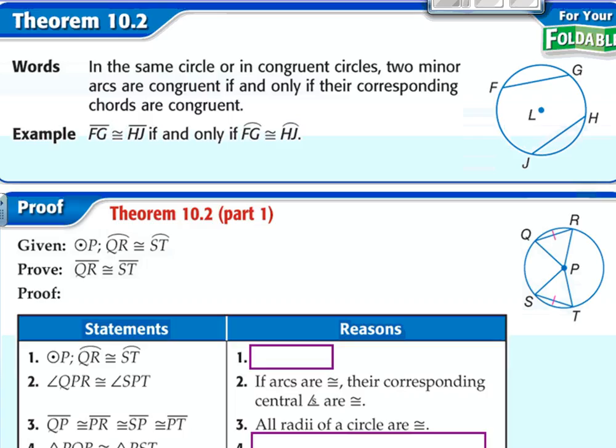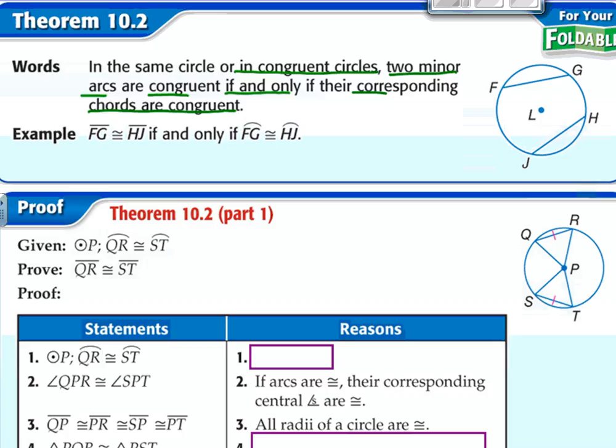So Theorem 10.2 says in the same circle or in congruent circles, 2 minor arcs are congruent if and only if their corresponding chords are congruent. So I'm always going to underline "in congruent circles" because we know that if it's the same circle, they are congruent. So 2 minor arcs are congruent if and only if corresponding, and I'm just underlining the C-O-R-R, corresponding chords are congruent.